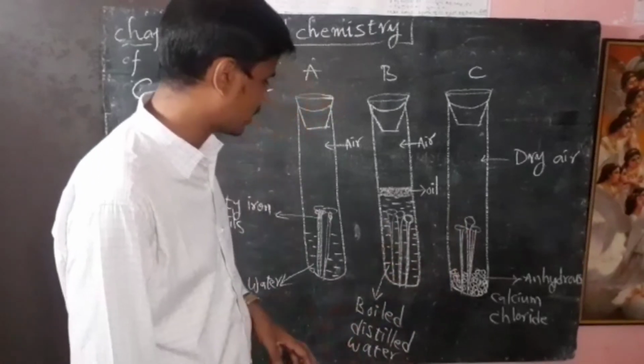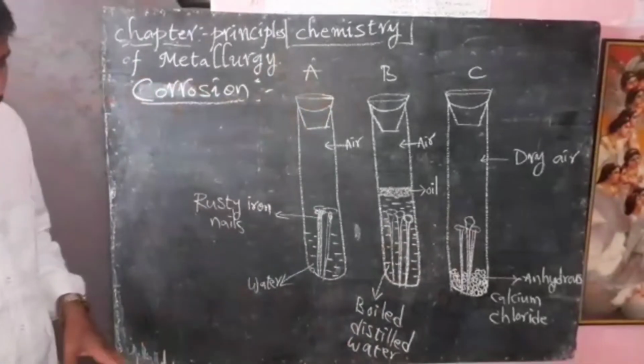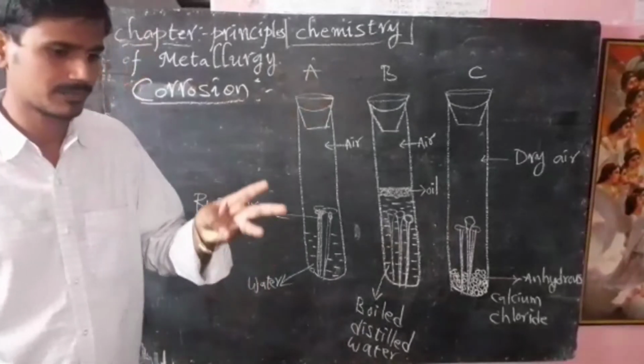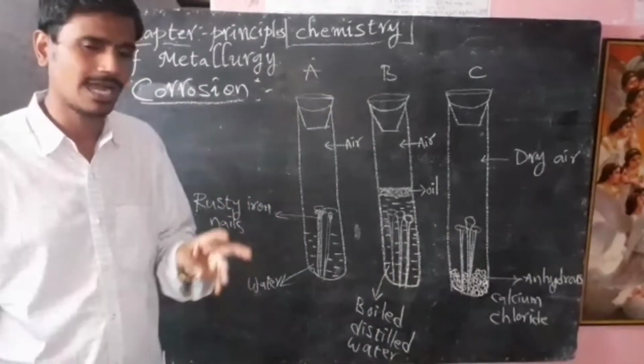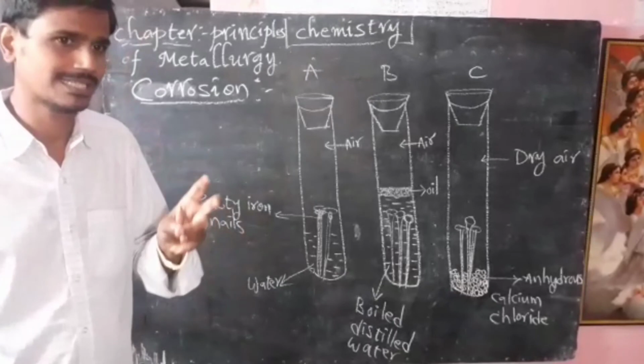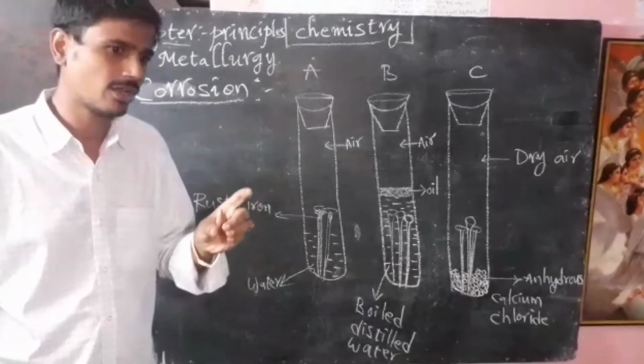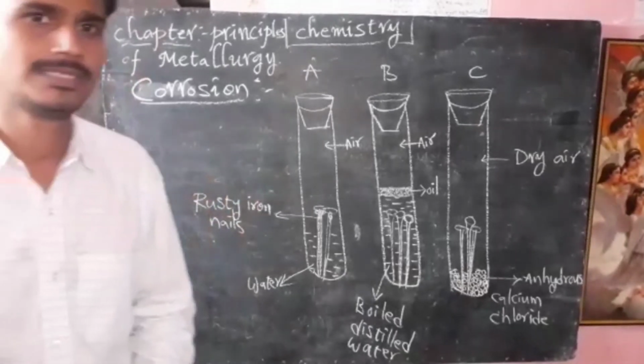So from that we can understand that oxygen present in the air and moisture are essential for an iron object to rust. So this is the conclusion.